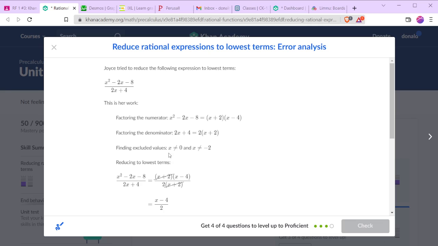The excluded value, this is a very common error, putting in x cannot equal 0. A lot of students just instinctively put x cannot be 0 at any point. It's not that x cannot be 0, it's that the entire denominator cannot be 0. So you have to figure out, when does 2x plus 4 equal 0? And that's at x equals -2.